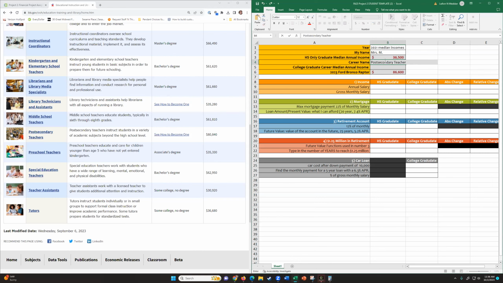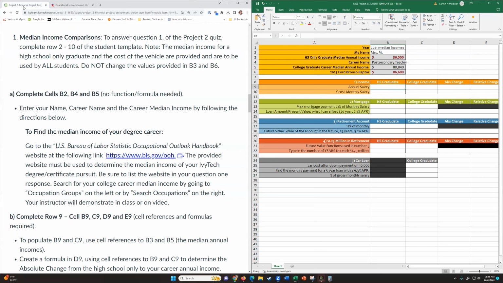So you're going to try to find something close to what you're wanting to go to college for. What are you doing? And then I'm going to put in 80,840. And notice it puts it in dollar form for me because it's recognizing that it's formatted. And then let's go back to the project. Okay, so those are manually typed in now.